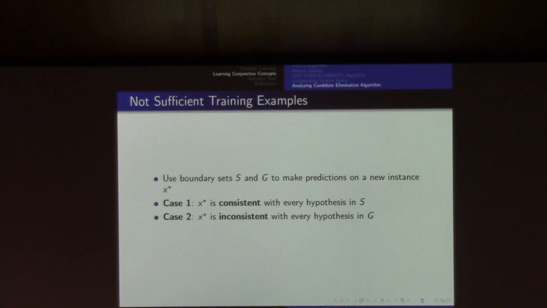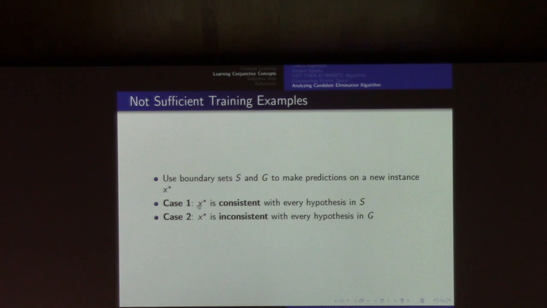Another case is that X star is inconsistent, meaning it does not agree with anything in G. Then you call it benign because it is not agreeing with anything in G. The reason being that if it is inconsistent with everything in G, then you are guaranteed that it will not be consistent with anything above it, right? Because the most general one is rejecting it, so anything more specific than that will reject it.